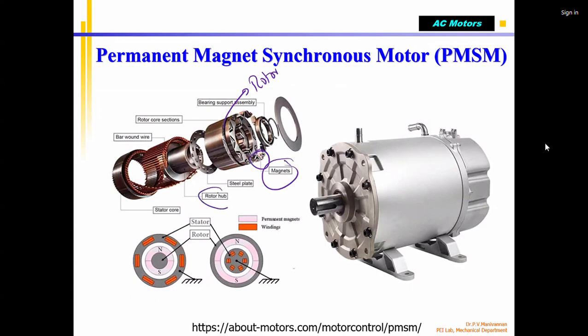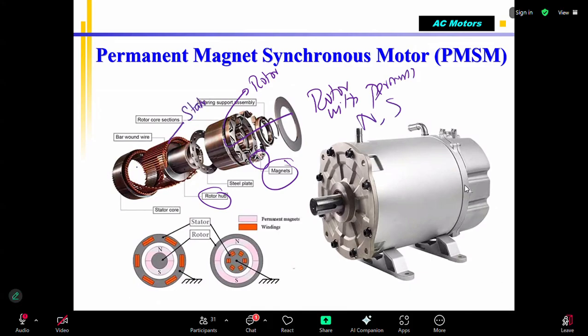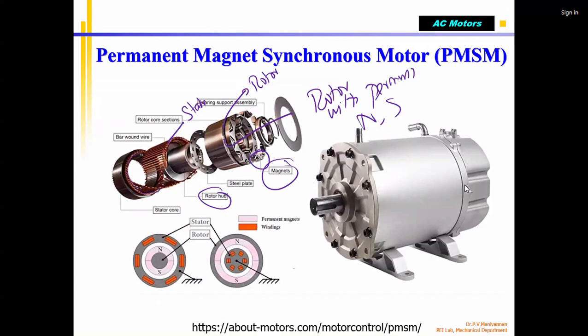This is the rotor hub, a steel plate. This is the supporting structure for the rotor. You can see that this is a rotor with permanent magnets, having north and south poles. So this is the stator winding, correct? The stator winding was removed so that you can understand. So you can see that this is the stator winding, and the stator winding is a three-phase winding.